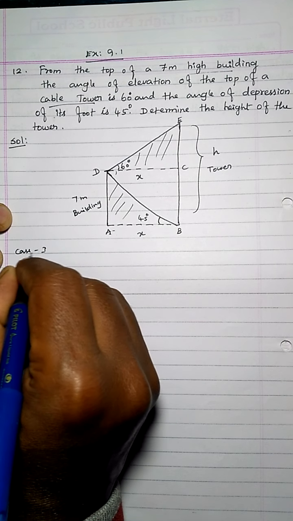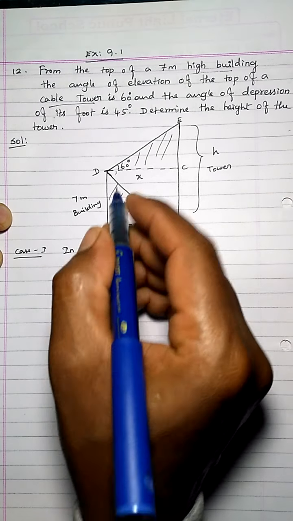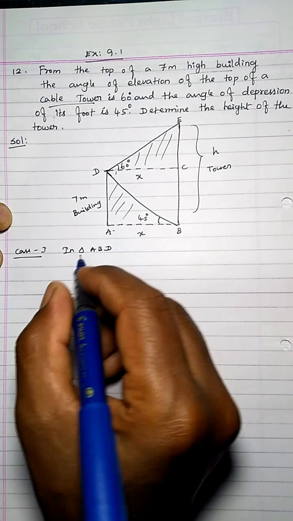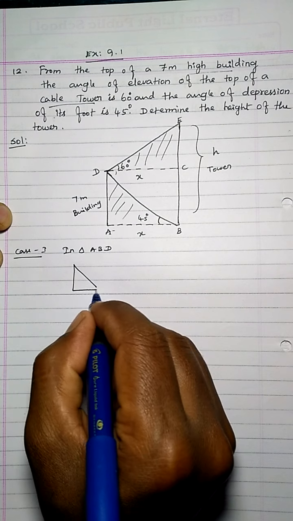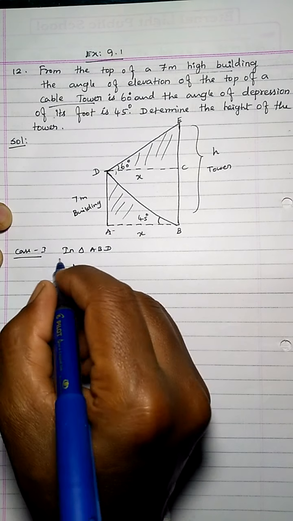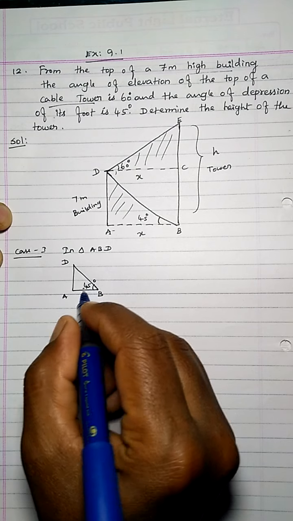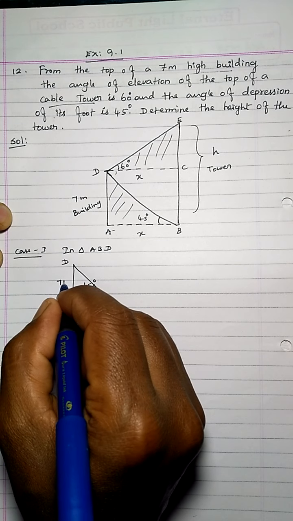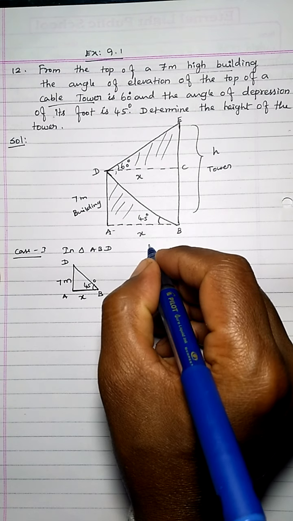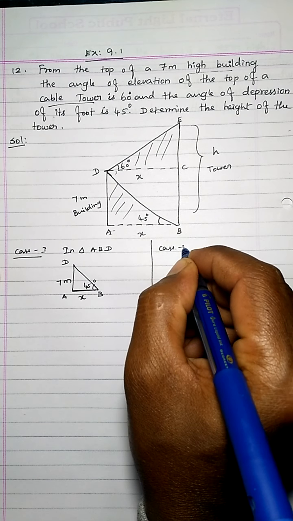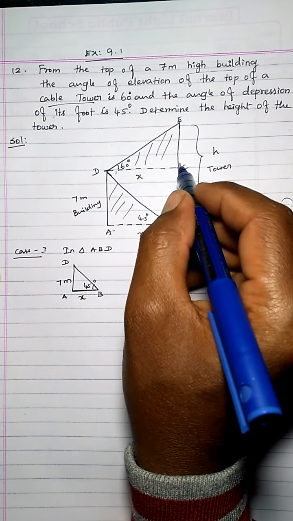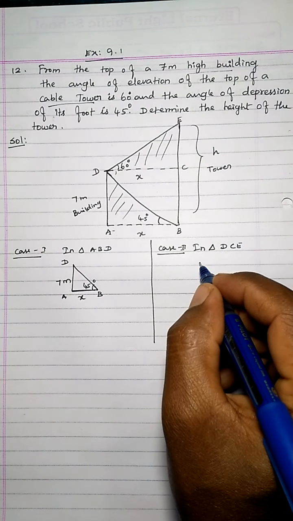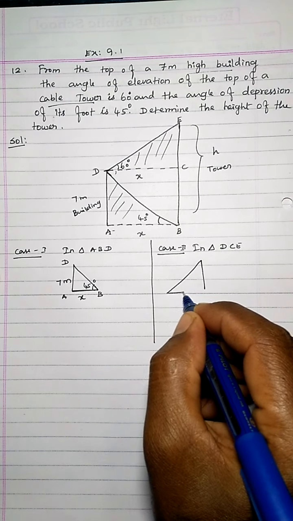Case 1: we will take this triangle first, triangle ABD. Let's draw the triangle here, ABD. Here we have angle 45 degrees and base we have x, and A to D, the height of the building, we have 7 meters. Now let's take case 2 here. Case 2, triangle DCE. Let's draw the triangle DCE there.